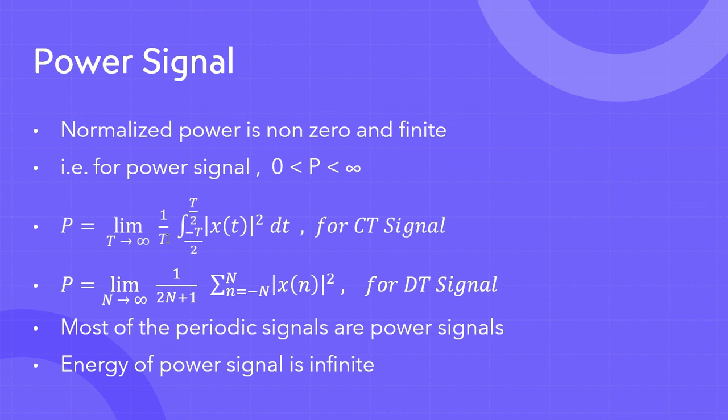If you want to find the power of a discrete time signal, we take the limit N tends to infinity, then we take the division 1 by 2N plus 1, and we take the summation from n equal to minus N to plus N, and in modulus we take the square of the signal x[n].